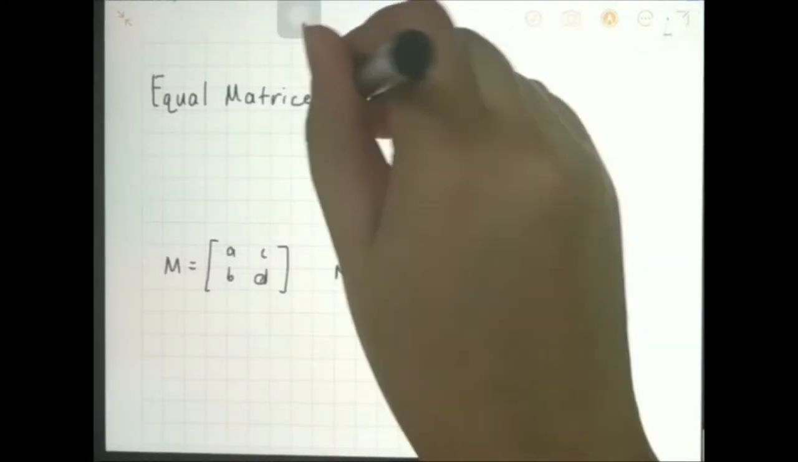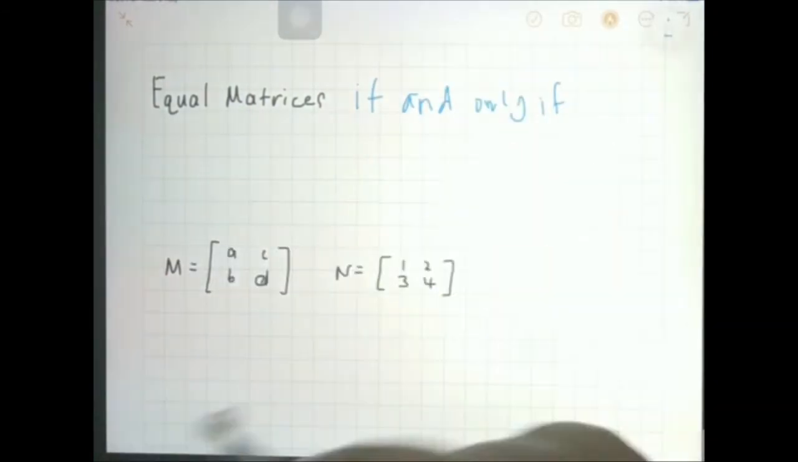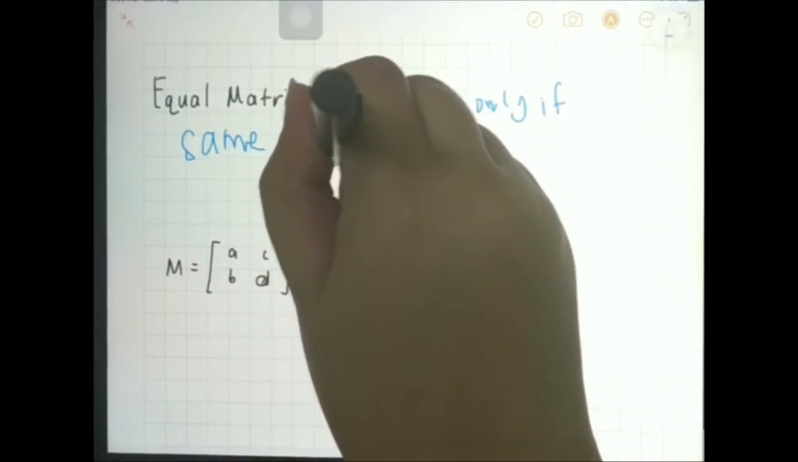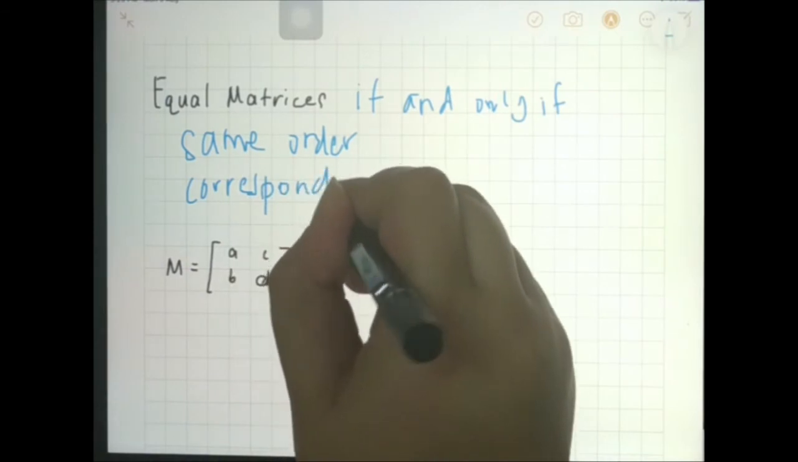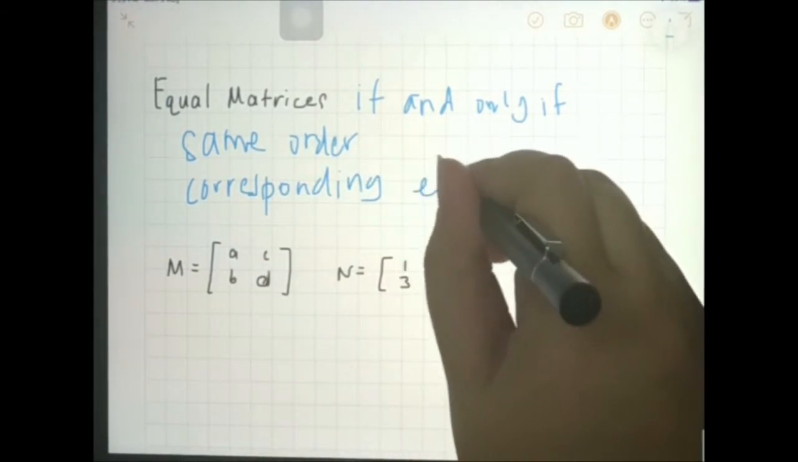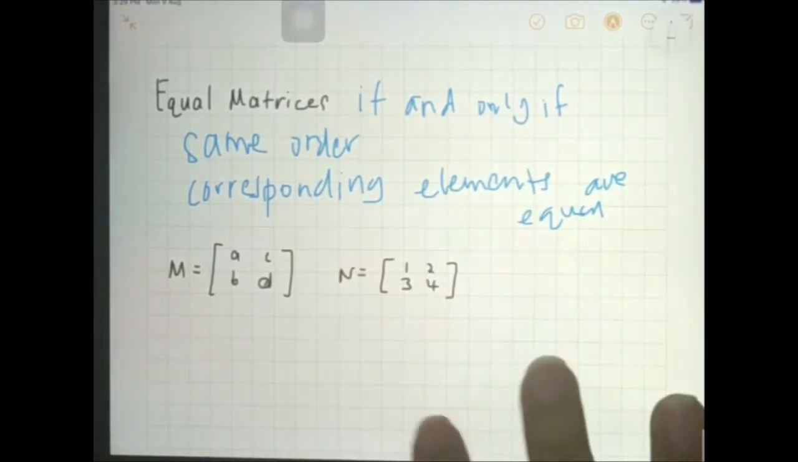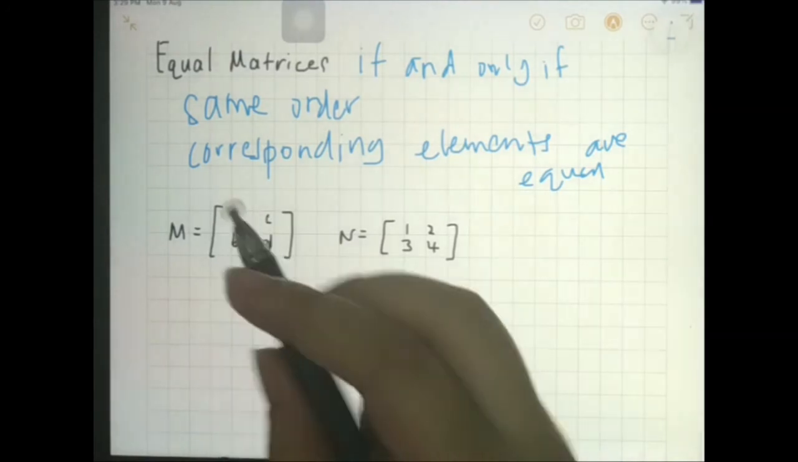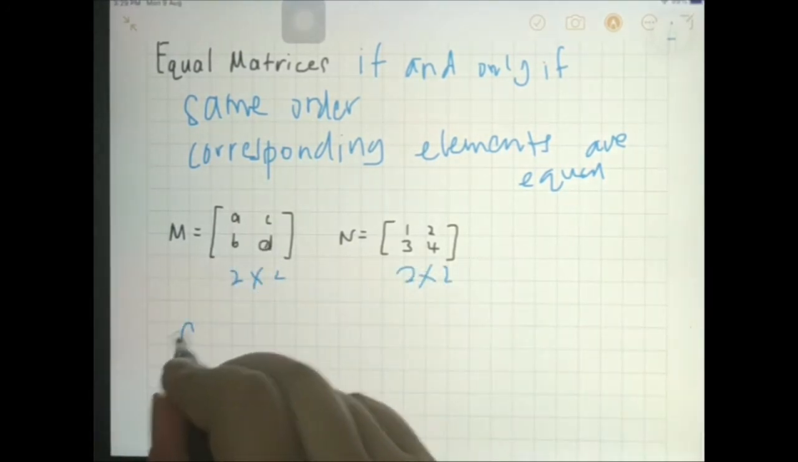Equal matrices. Matrices can only be equal if and only if both matrices have the same order and corresponding elements are equal. Okay, for example, I have matrix M and matrix N. So let's see, do they have the same order? M is 2 by 2 and N is also 2 by 2. Yes, they have the same order.